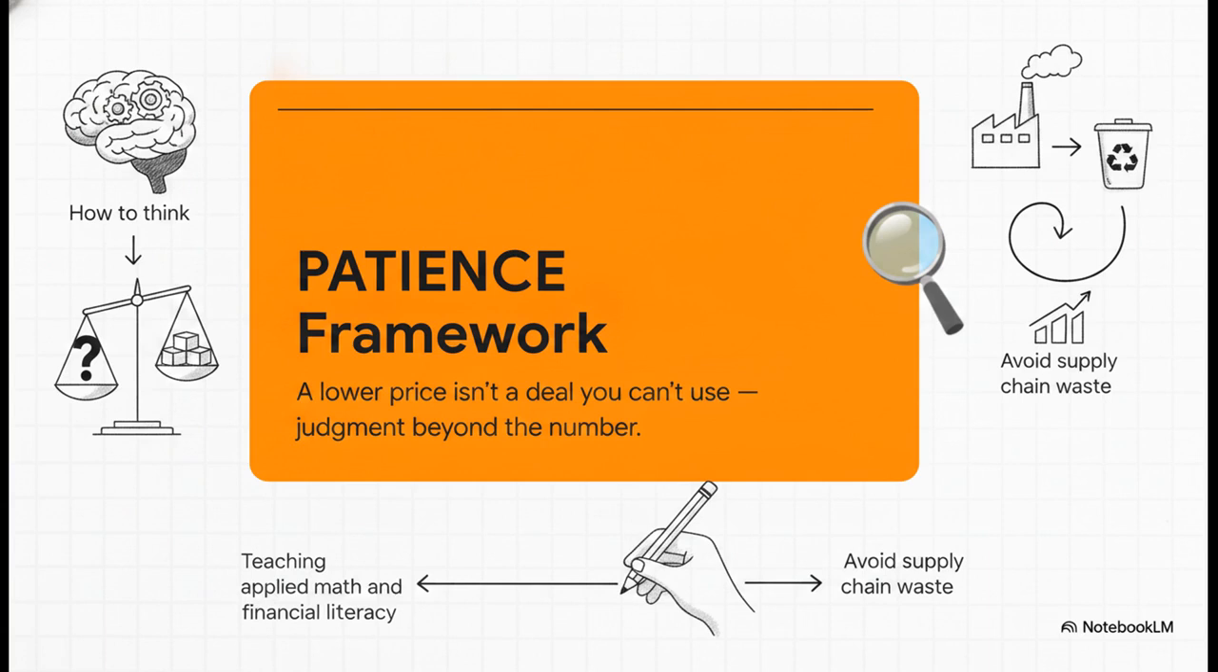The core idea here is absolutely crucial. A lower price isn't a deal if you can't actually use the product. It demands judgment beyond just the number itself. You see, this forces students to use adult-level business judgment and avoid things like supply chain waste, rather than just blindly circling the lowest number on a page. It's all about teaching them how to think, not just what to calculate.